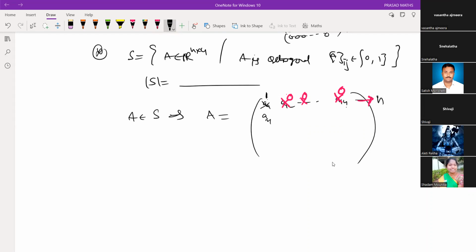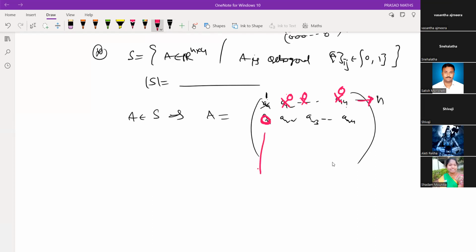Similarly, what is my second row? This is the A21 entry, A22 entry, A23 entry, going on to A2n entry. Now my question: in how many ways can the A21 entry be filled? A21 entry can be filled by 0 only. Only one way. Yes or no?